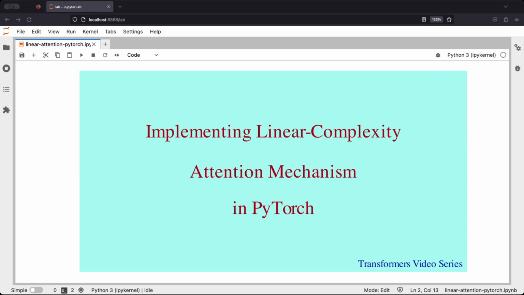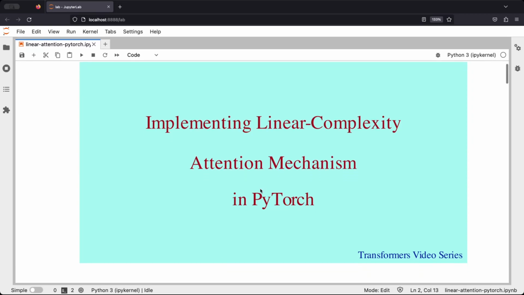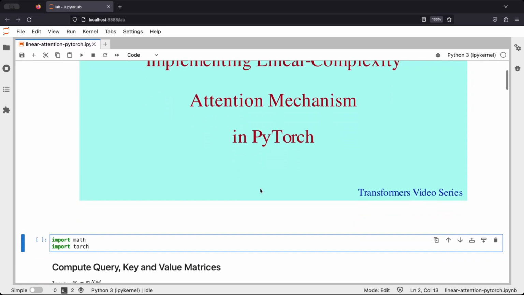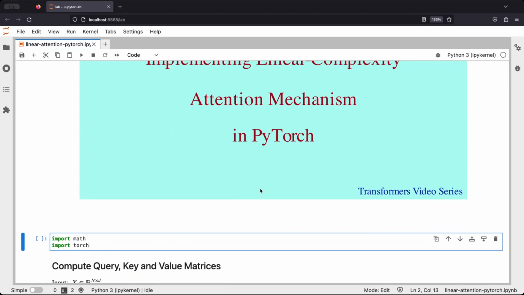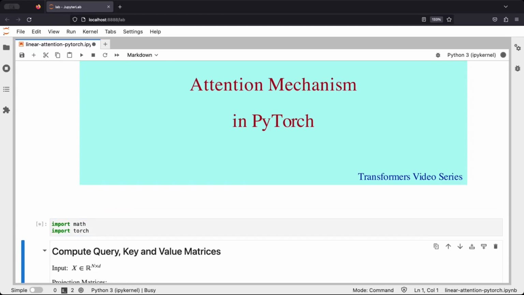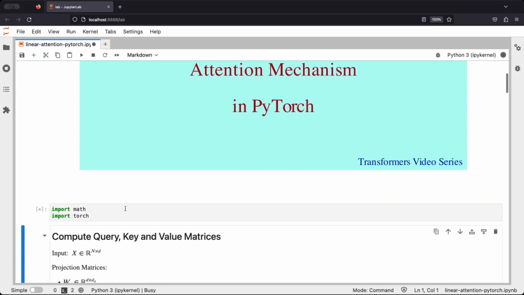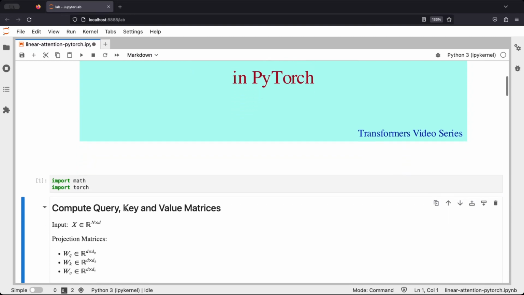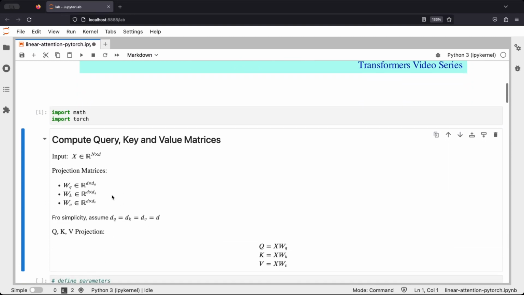So we'll be working with this Jupyter notebook and we'll use PyTorch to build those different attention algorithms. At first we will import these 2 modules that are required for this hands-on exercise. And let's also look at the theory. We assume that we are given input x, which has dimensionality n by d, so that is our input tensor. And we also have these projection matrices WQ, WK, and WV.